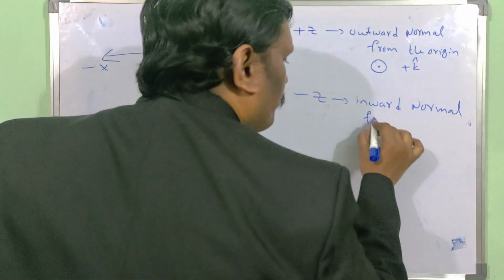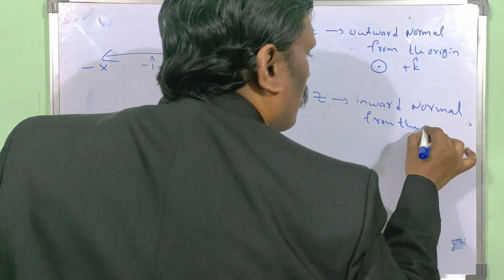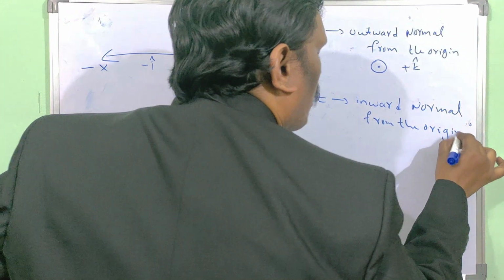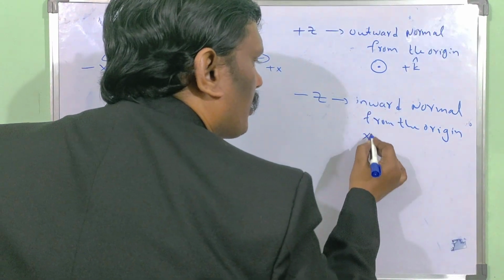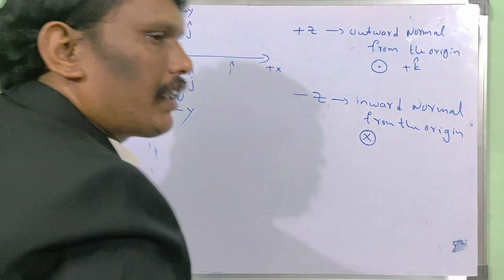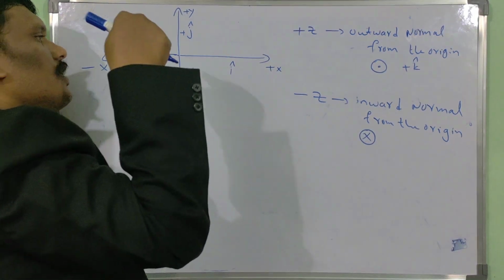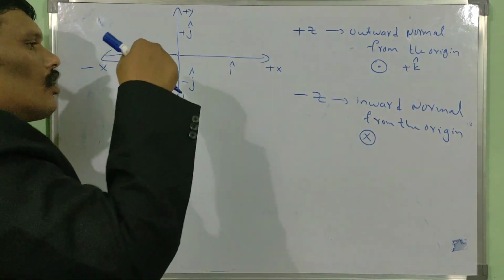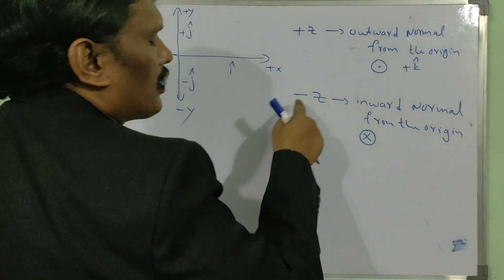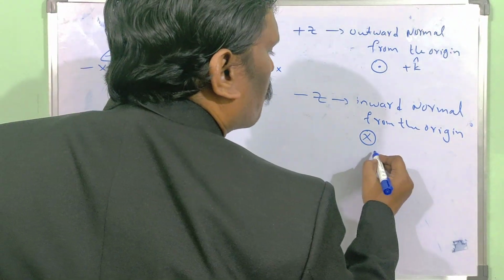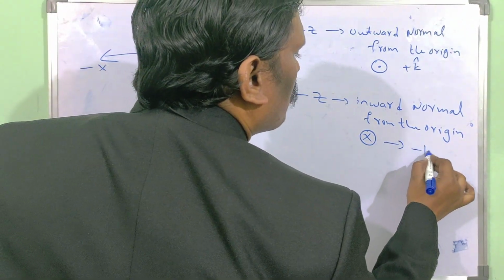From the origin, it is represented with an into symbol. If I write the into symbol, that is the inward normal from the origin. We call it the negative z-axis, and we represent it with the negative k cap.